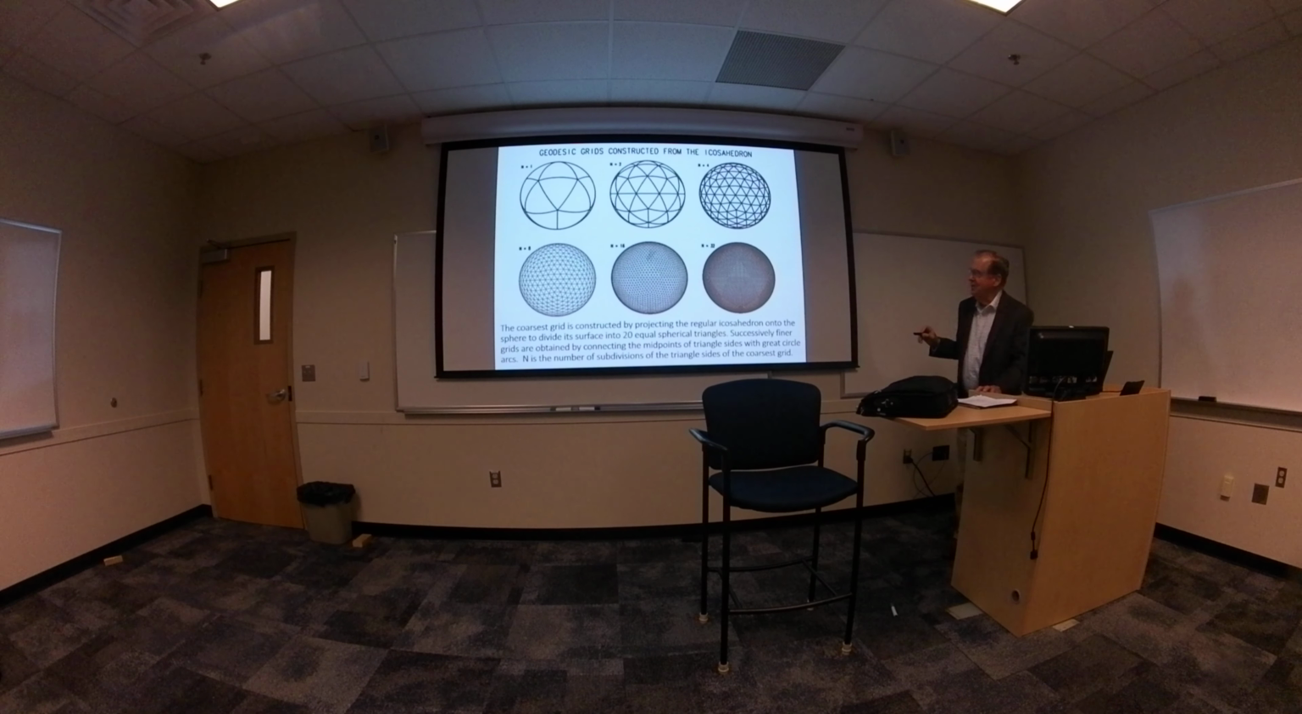Okay, this is the grid. It shows how I was able to construct the grid. I started by projecting the regular icosahedron onto the spherical surface to divide it into 20 equal spherical triangles, and then subdivided that grid by connecting the midpoints of the edges with great circle arcs. Just repeating the process, I could get as fine a grid as I might desire.